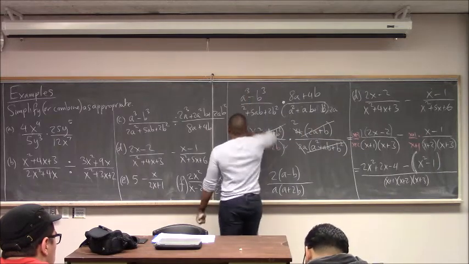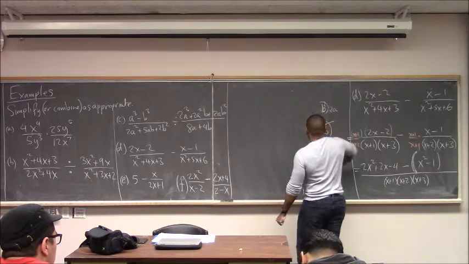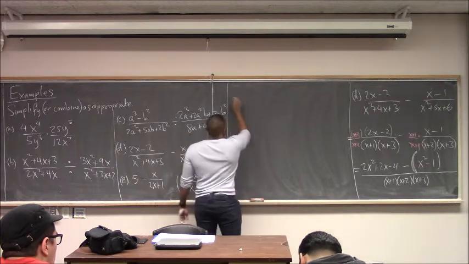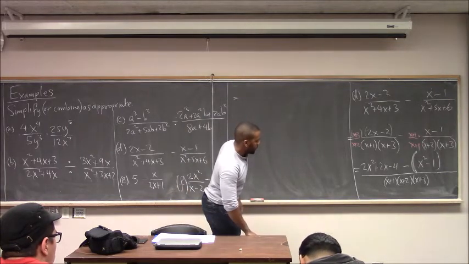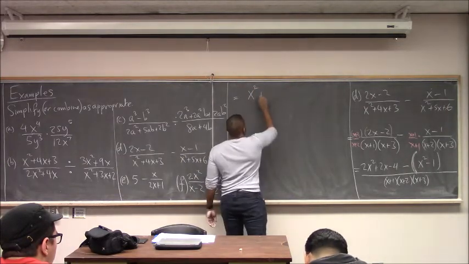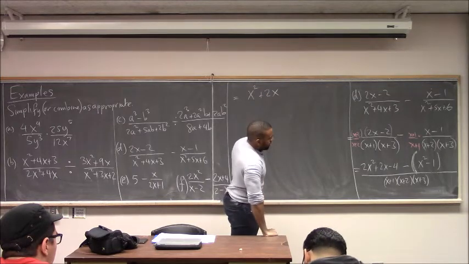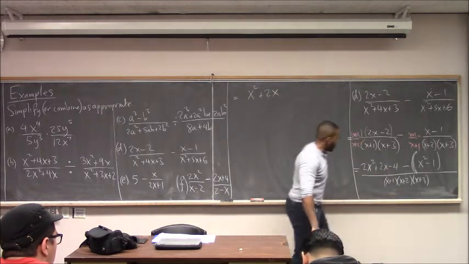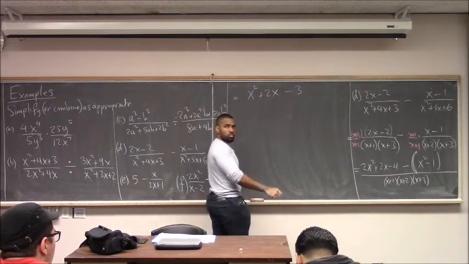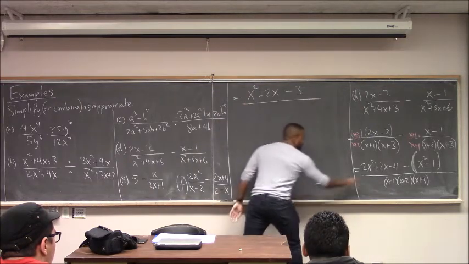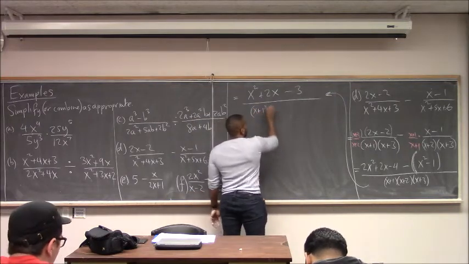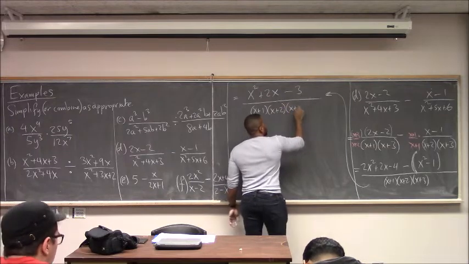Let's continue over here. So this now gives us 2x squared minus x squared, which is x squared, plus 2x, and then we have minus 4 plus 1, it's minus 3, over the x plus 1, x plus 2, x plus 3.